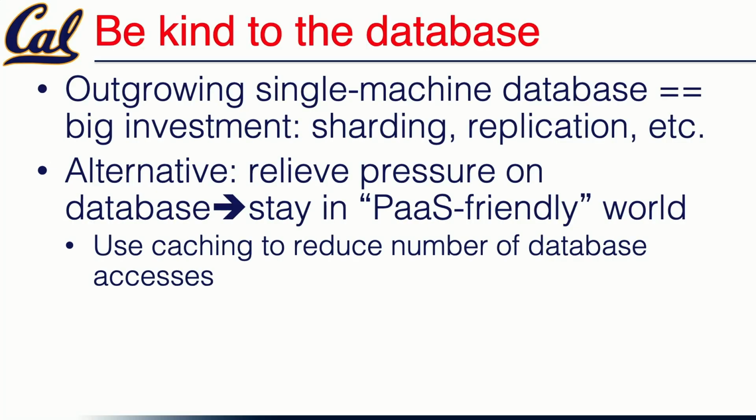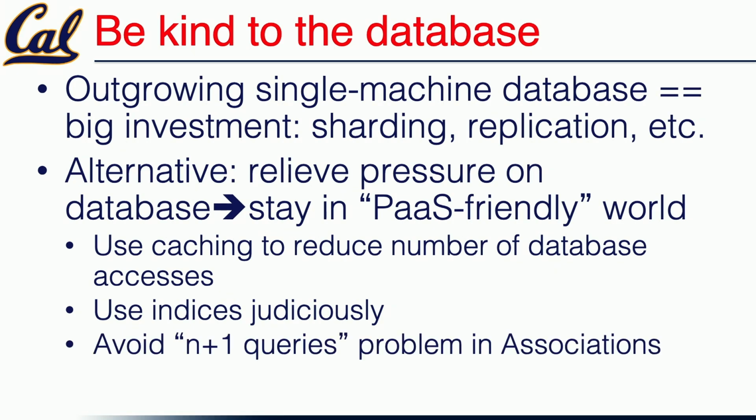We've already talked about one way to do that, which is judicious use of caching to reduce the number of database accesses. Next, we're going to talk about using indices as another way to be nice to the database, and frankly, also nice to your app. And finally, we'll talk about the N+1 query problem, which is a very common problem when you're manipulating associations.